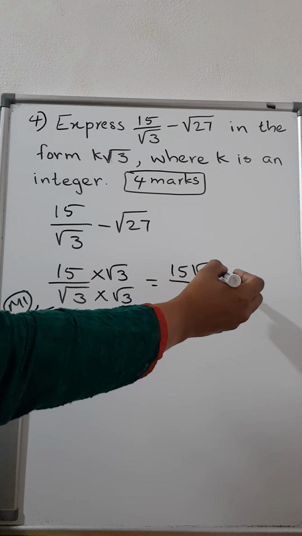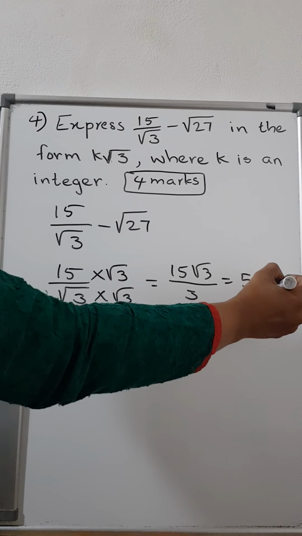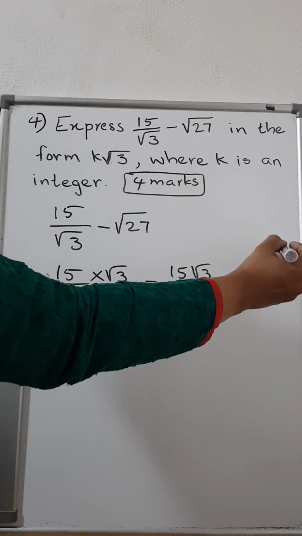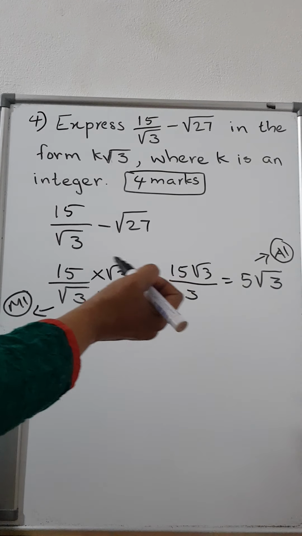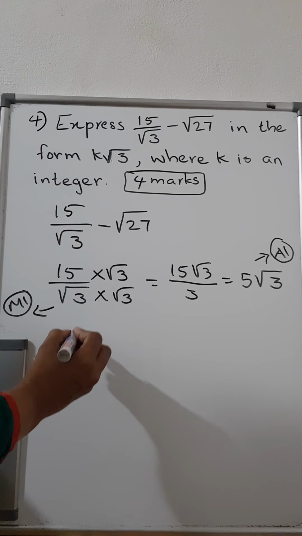15 and 3 cancel out, we will be getting 5 root 3. For getting this 5 root 3 as answer, you will be getting 1 mark, the accuracy mark. Now let's simplify root 27.